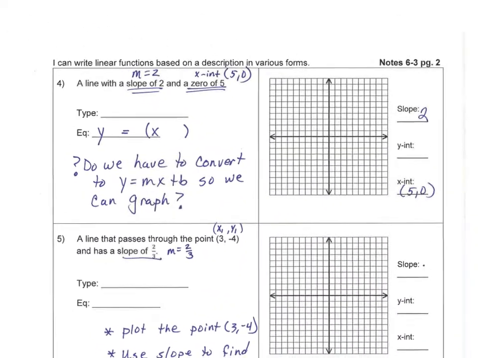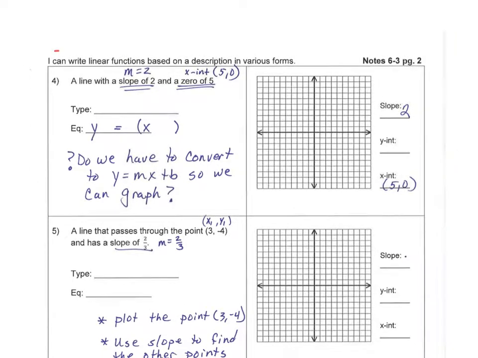Now, moving on to number 4. Remember our objective is that you can write linear functions based on a description in various forms or based on information that you have and in various forms. So what we're doing is I'm giving you a description, which is information, and then you're having to decide what form to use. So it says I have a slope of 2 and an x-intercept of 5.